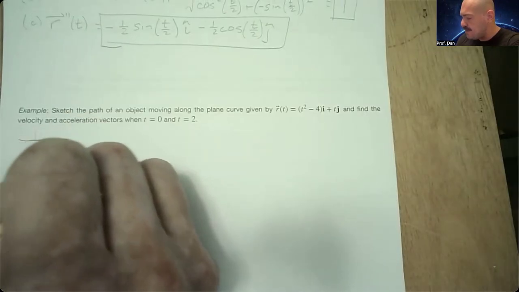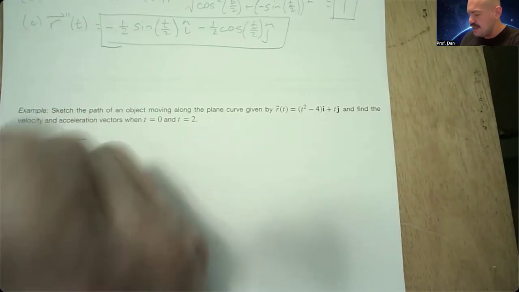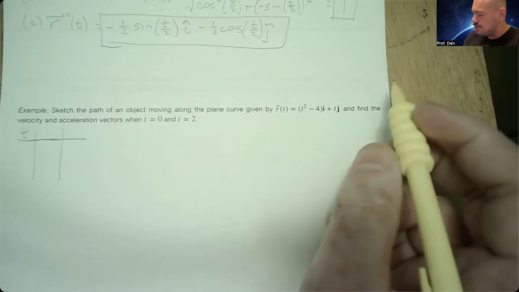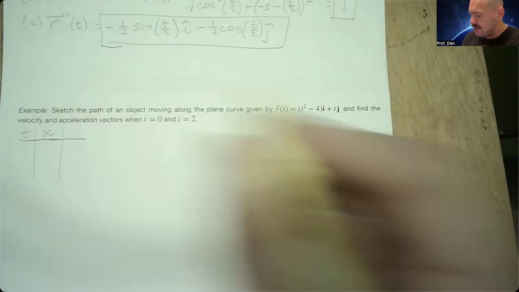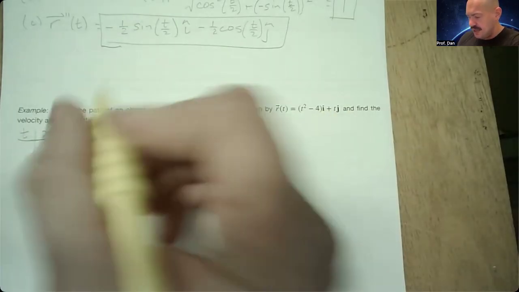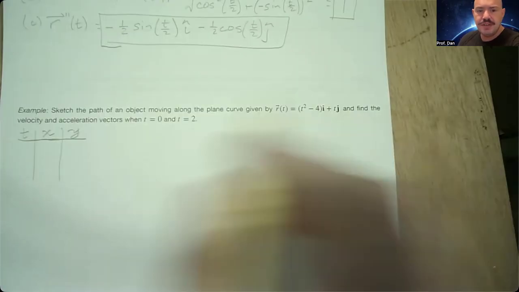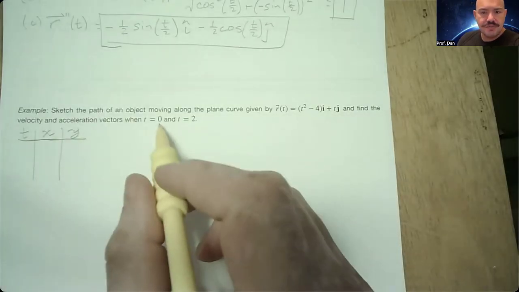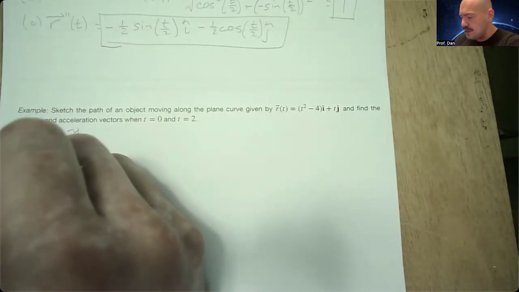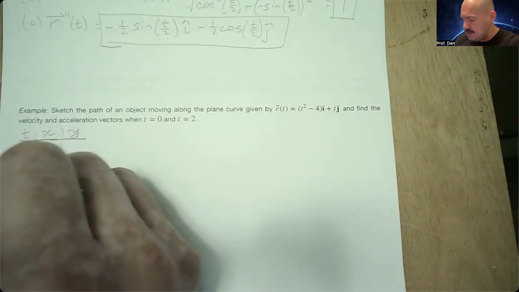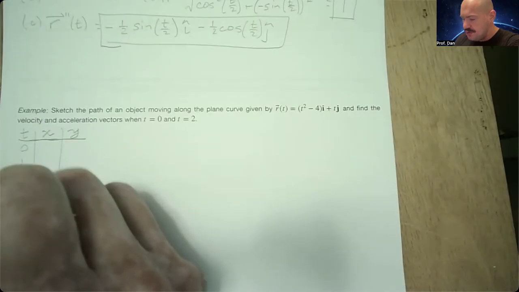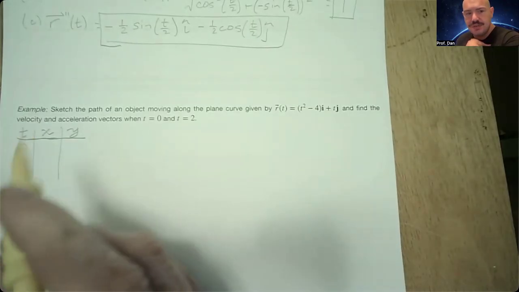So I'll have values of t that I can use. I'll have x coordinates that I get, which are going to correspond to the i component, and y coordinates that I get, which will correspond to the j component. So if I look at this, we're looking at the velocity and the acceleration when t is 0 and when t is 2. So one thing I can do is just choose values of t that go between 0 and 2.